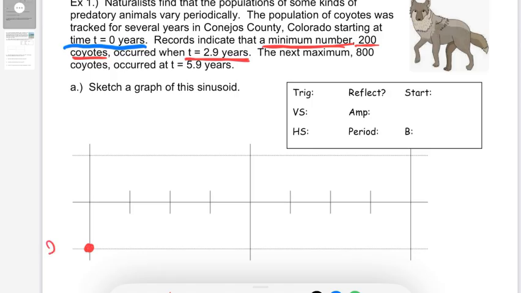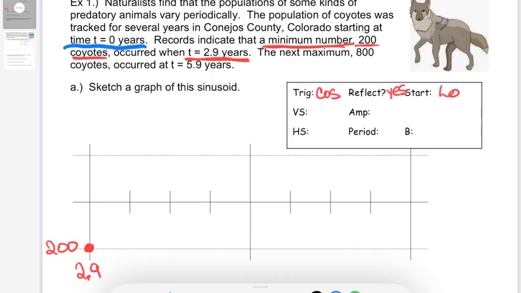The number of coyotes was 200, that's on the y-axis. The time at which that happened was 2.9 years. So 2.9 years after we started timing, counting, collecting data, that population reached its minimum. So this tells us a few things about our equation. For starters, it's starting low, which means it has to be a cosine, and yes, it has to be reflected.